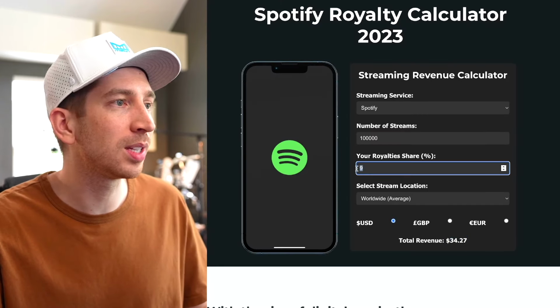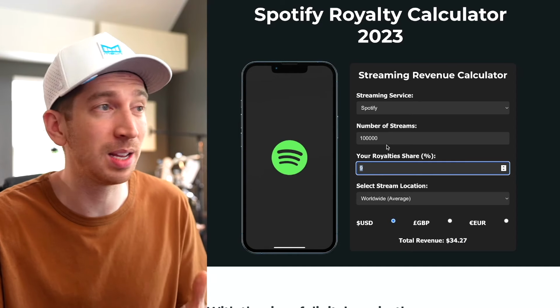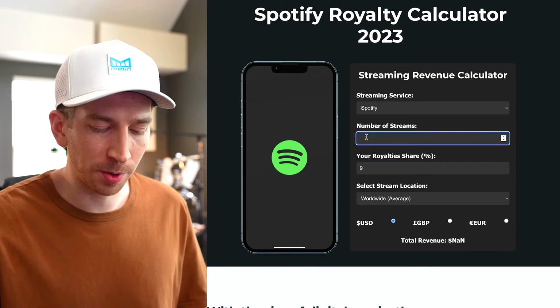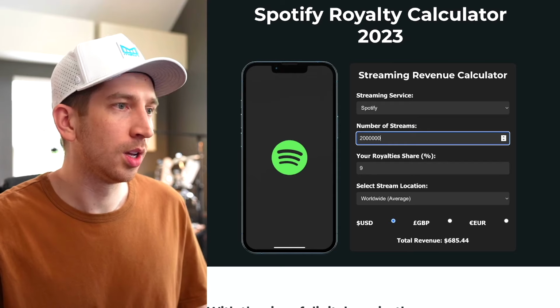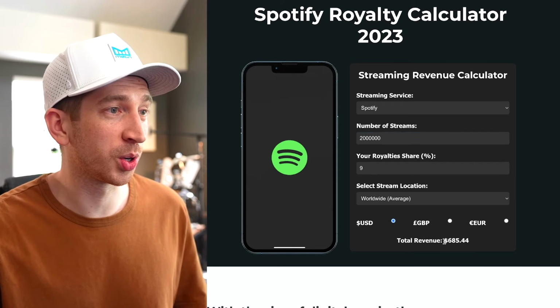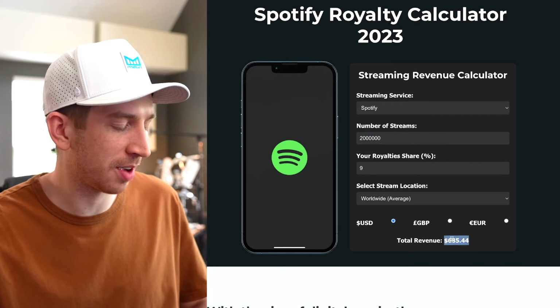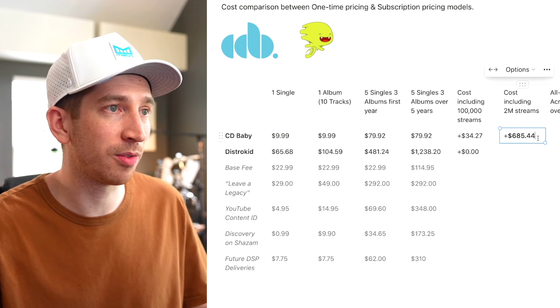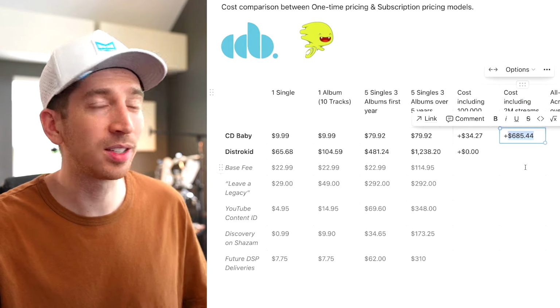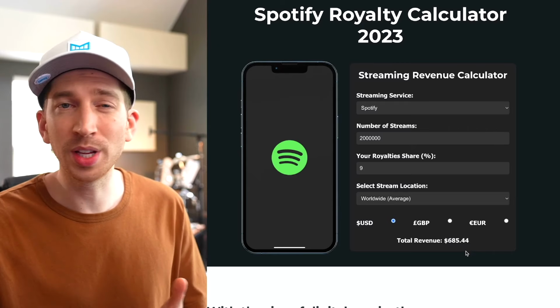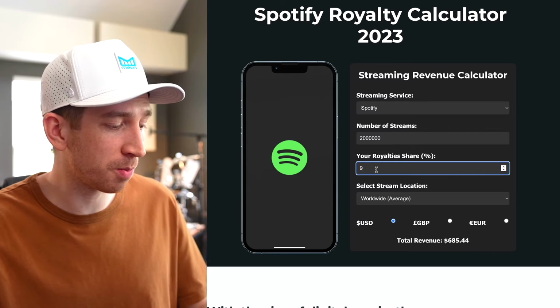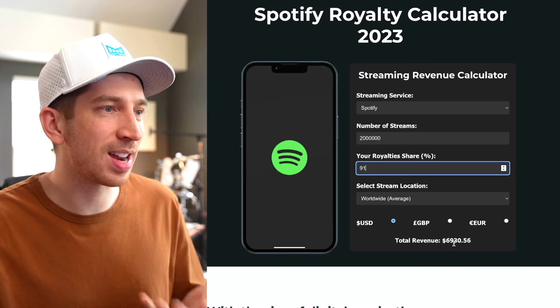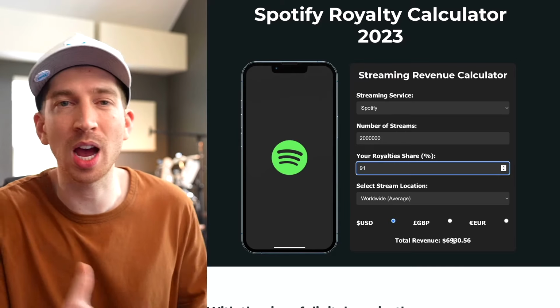I'm going to keep this at 9% so we can see what CD Baby takes. And for number of streams, I'm going to type 2 million. So this is a much larger commission, $685. Let's go ahead and copy that in, plus $685.44. That's a serious fee, but remember, this is only a 9% cut, so that means you're making $6,930 every time you have to pay that.